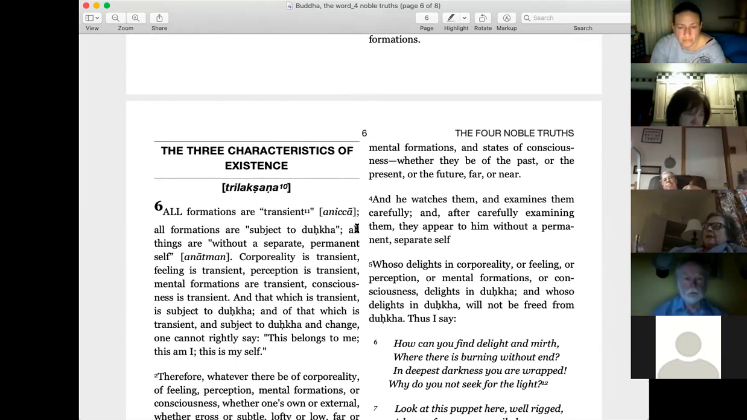So the original word is Atman, that means self. And in India, to negate something, you put the A in front. So that's the negation, and anatman means no self or non-self. Just like ahimsa: himsa is the word for harm, and ahimsa is the word for non-harm.